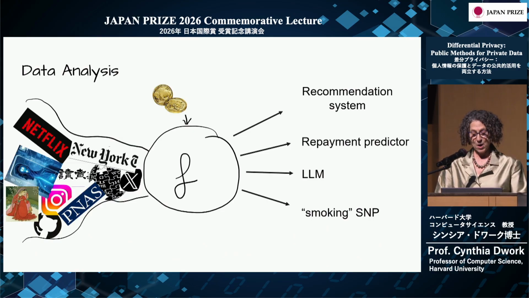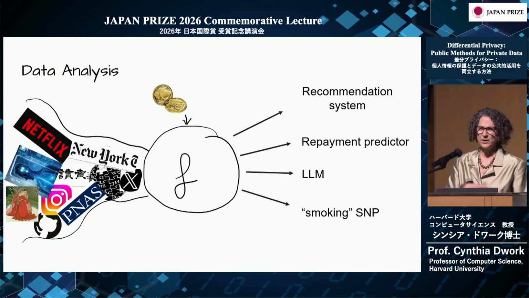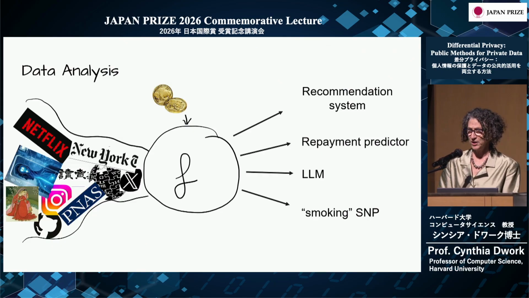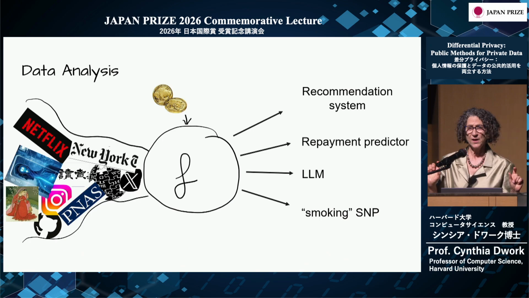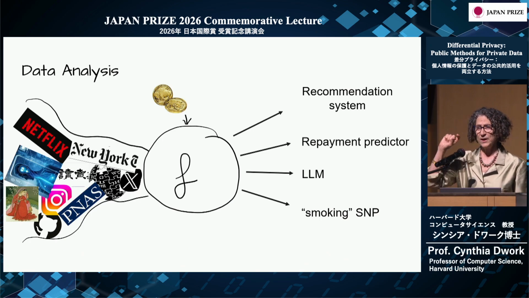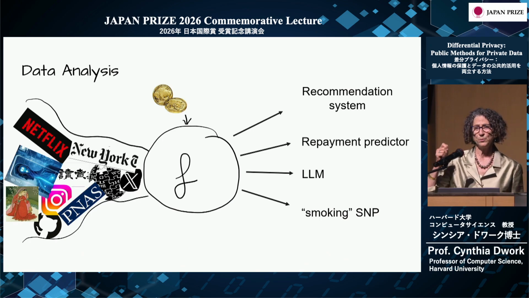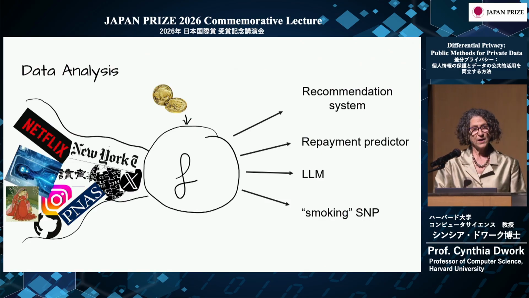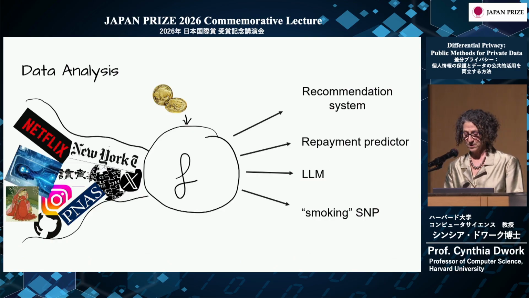And what's produced could be a recommendation system. It could be something for predicting whether an individual will repay a loan. It could be a large language model. Or it could be some kind of analysis of DNA that looks for a location in the DNA that seems to be strongly correlated with smoking. And a natural question to ask is whether in statistical data analysis, one's data can actually be detected.